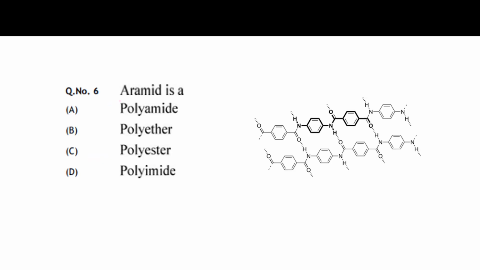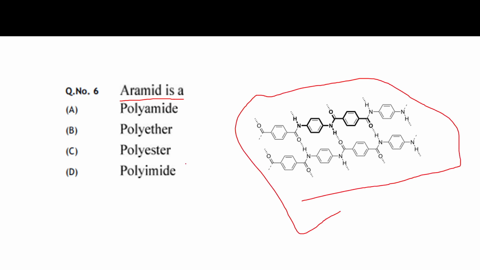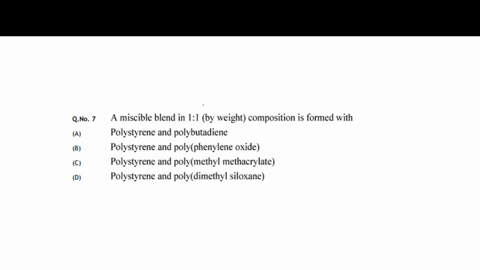Now we talk about aramid. Aramid is nothing but a polyamide, specifically an aromatic polyamide like Kevlar. All of these are polyaramids. So the answer will be polyamide, but these are aromatic polyamides. Polyether and polyester are not the right answer.